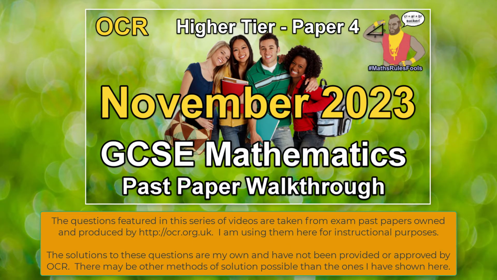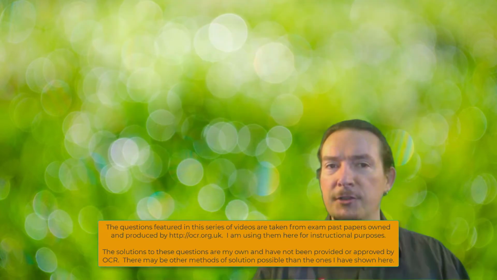This particular paper is OCR November 2023, paper 4, higher tier. Check the front cover of your paper to make sure it's the same one.